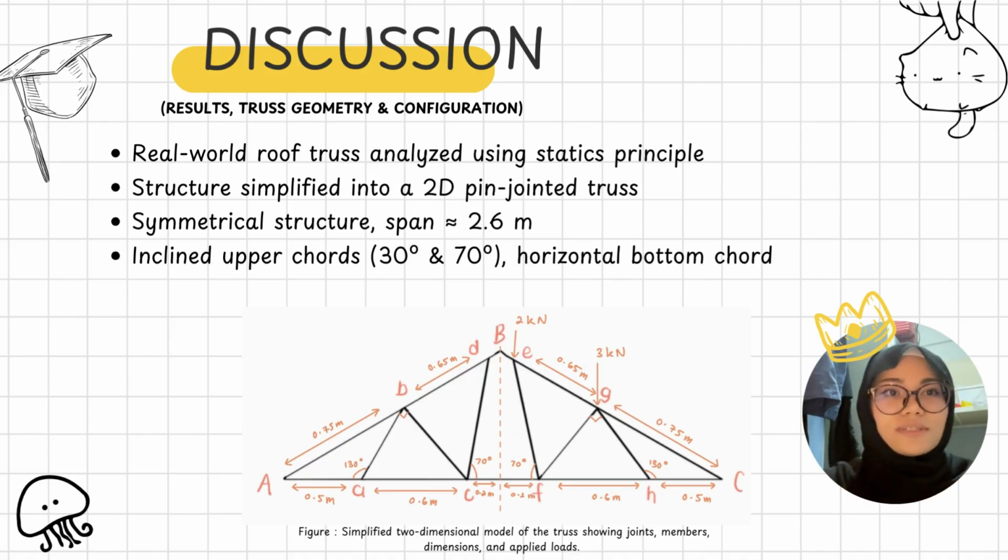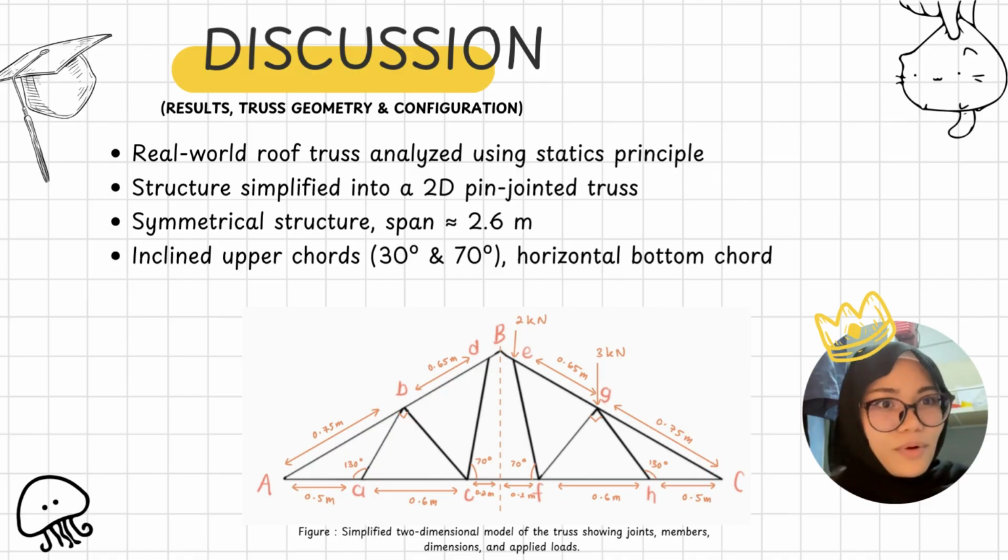So this slide shows the discussion of results, focusing on the geometry and configuration of the truss structure. The structure analyzed in this project is a real world roof truss, which was examined using Statics principles. To simplify the analysis, the truss has a symmetrical configuration with a total span of approximately 2.6 meters. Upper chord members are inclined at angles of about 30 degrees and 70 degrees, while the bottom chord remains horizontal.